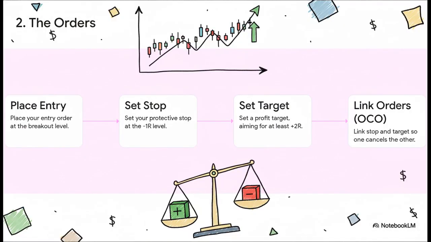Step 2, let's place the orders. You set your entry, you place your stop loss at that -1R level, and you set a profit target. Let's say we're aiming for +2R. And here's a pro tip. You link your stop and your target together with something called an OCO, or one cancels the other order. This little trick is a total game changer for staying disciplined.